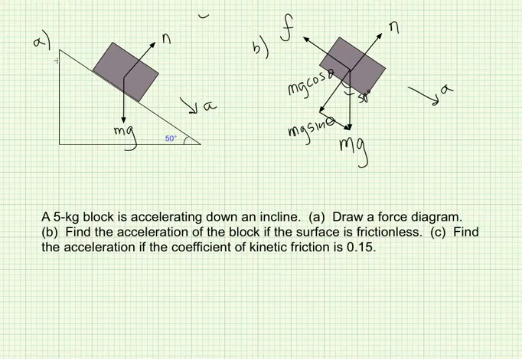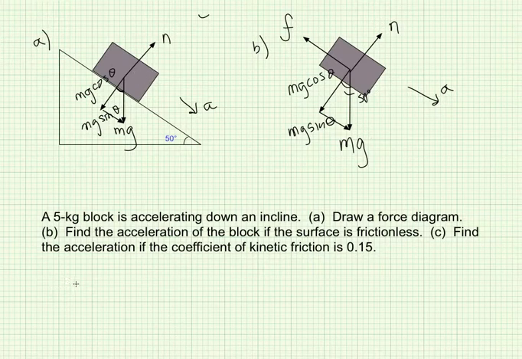So once again, we need to break mg up into its components. And make sure you look at this. Do you see how I've got the component that goes perpendicular to the surface? And I very purposely ended it right there so that I could make a nice right triangle. The angle right here is going to be my 50. So we've got mg cosine of theta, and I'm going to have mg sine of theta.